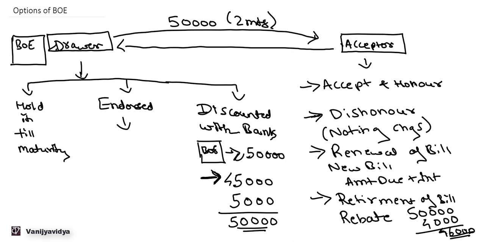So these are the four cases. Either he will accept and honor the bill or dishonor the bill, or there might be a renewal of the bill or retirement of the bill. So these are all the options of the bill of exchange with the drawer once he gets the bill of exchange, and on the due date, how will the acceptor or the drawee react to the particular bill.